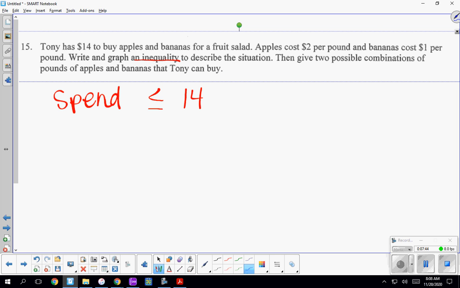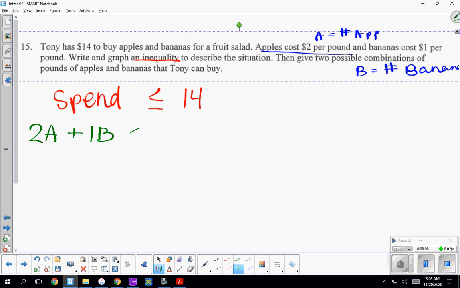So it says we have $2 per pound of apples. So I'm going to use A to represent the pounds of apples. Okay, and then I'm going to use B to represent the pounds of bananas. And I'm going to set up an inequality. So I know that apples are $2 per pound. I know bananas are $1 per pound. And there's my inequality. Here I can get either variable by itself because they're A's and B's, they're not X's and Y's. So I'm going to pick this guy. So I'm going to subtract 2A. So I have 1B is less than or equal to negative 2A plus 14.